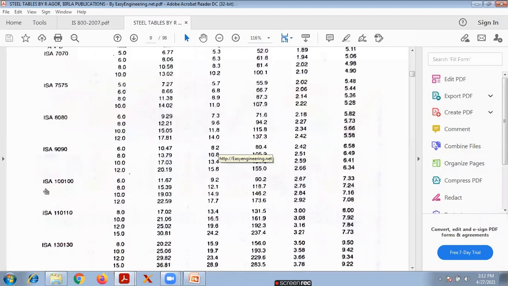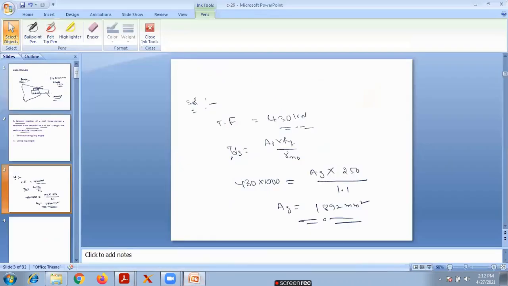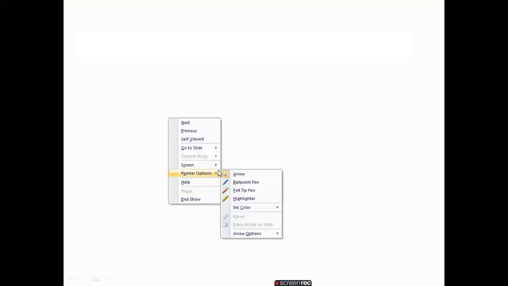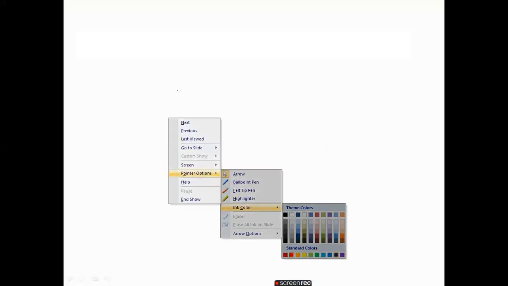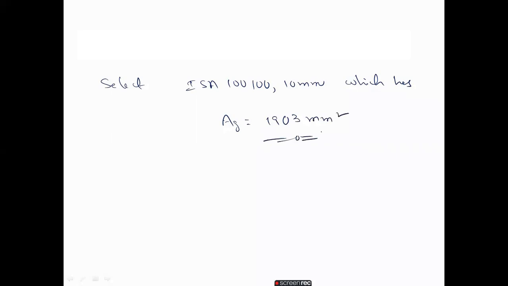So now I will select ISA 100 by 100, 10 mm thickness. I will write it here again. Wait for one second. Yes, now select ISA 100 by 100, 10 mm, which has Ag equal to 1903 mm². Like this, we have to select the member.